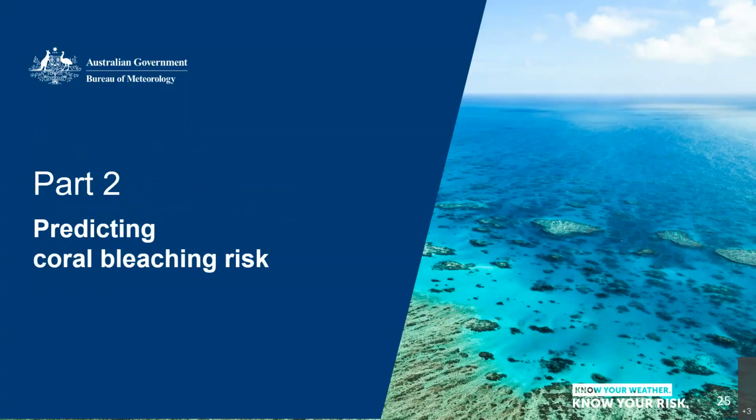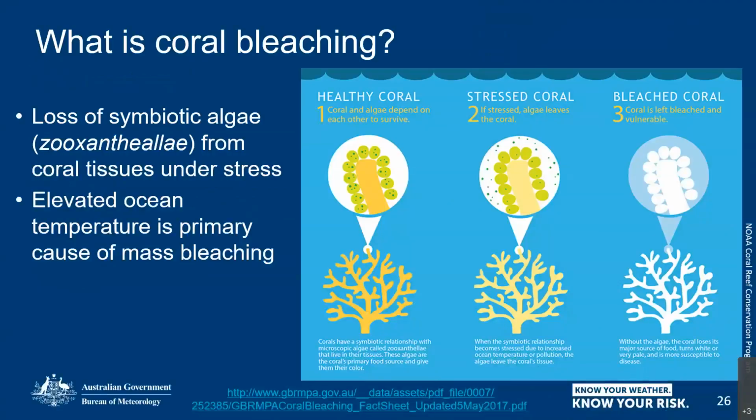Yes, okay, let's lead into part 2, predicting coral bleaching risk. So what is coral bleaching? We've mentioned it a few times so far, but we haven't gone into what we're actually talking about here. For anyone that doesn't know, coral bleaching refers to the loss of a particular algae that resides within the coral. This is called zooxanthellae. I probably say that wrong every time, but it resides within the coral tissue and it has a symbiotic relationship with the coral, so it provides nutrients for the coral.